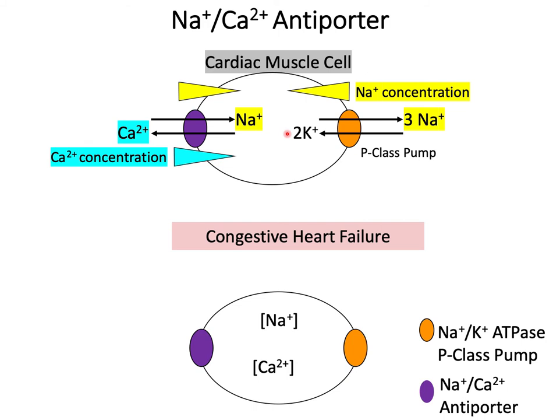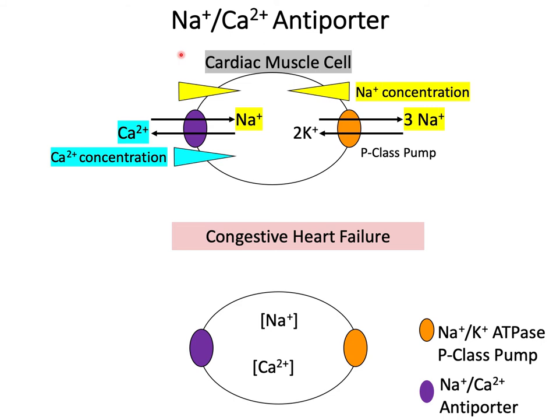Please remember that the P class pump that we talked about before moves 3 sodium ions out and puts 2 potassium ions in. And this actually is responsible for maintaining the sodium-potassium gradient as well. So this entire system is actually exploited to treat individuals that are in congestive heart failure in an emergency situation.